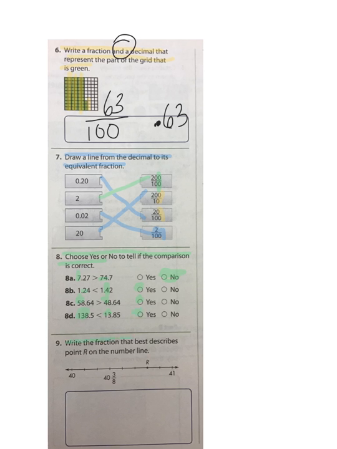Number 9, write a fraction that best describes point R on the number line. All right, we're going from 40 to 41, and it looks like it's divided into, let's count, 1, 2, 3, 4, 5, 6, 7, 8, into eighths. So this would be 40 and 1/8, 40 and 2/8, 40 and 3/8, 40 and 4/8, 40 and 5/8, 40 and 6/8. So we're just going to write 40 and 6/8.